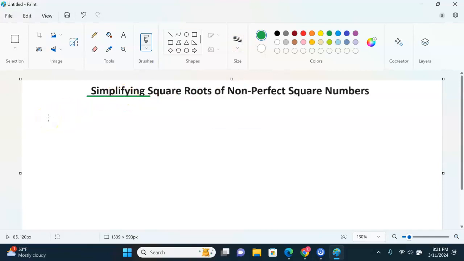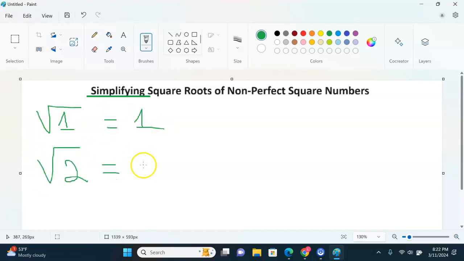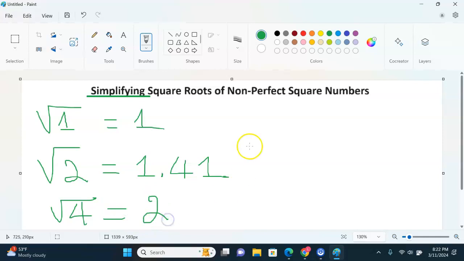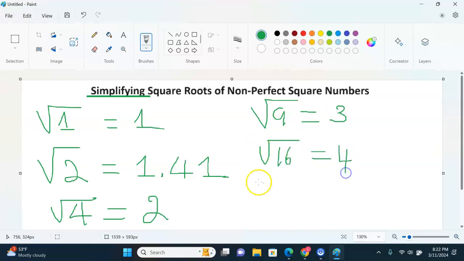So I gave you guys a list of perfect square numbers, such as, let's say the square root of 1 is 1. Okay, that's a perfect square. Square root of 2 is not a perfect square. And I think last time we estimated, and we also used a calculator, we can say it's about 1.41. And then we move on, we say square root of 4. Square root of 4 is 2. And then square root of 9 is 3. Square root of 16 is 4. Square root of 25 is 5.